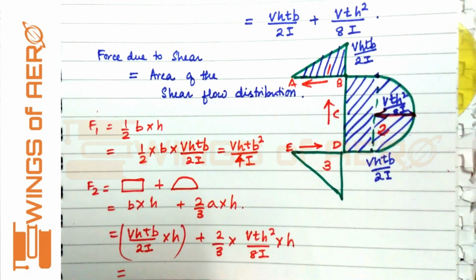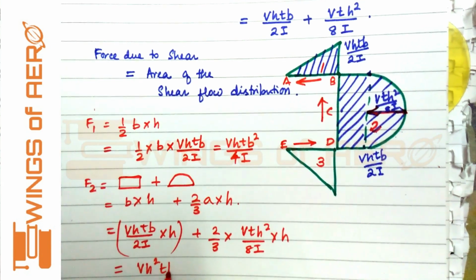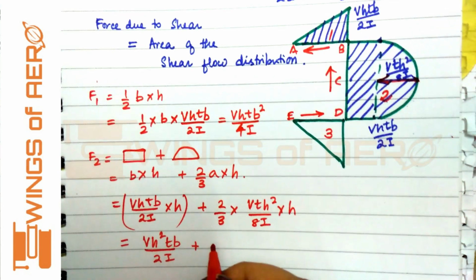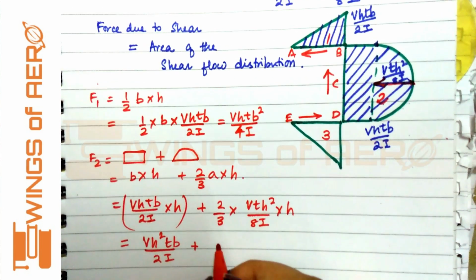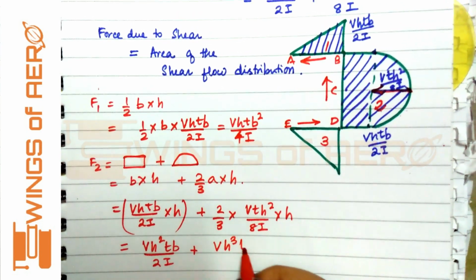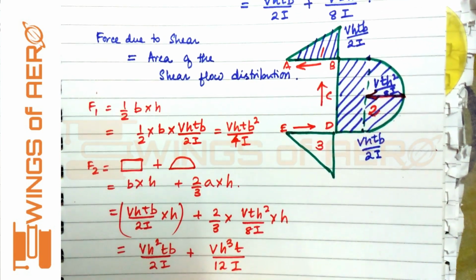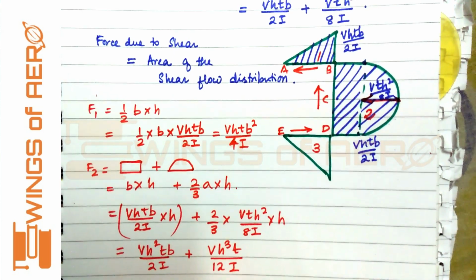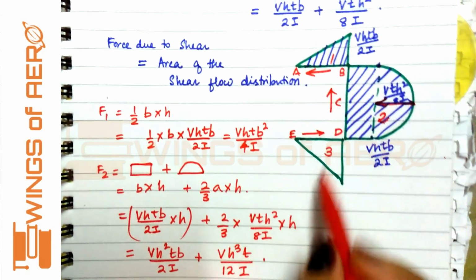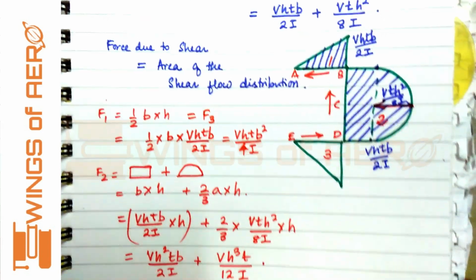So when you calculate this, we get VH square tB by 2I plus these combinations, and we get VH cube t by 12I. Fine, we get this as F2. And this F1 and F2 are the same, so we can write this also as F3.